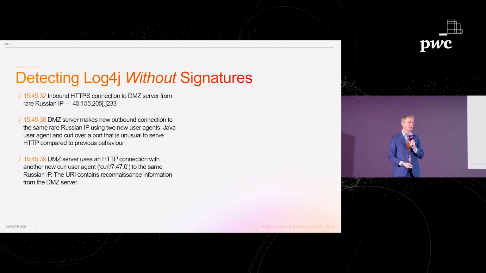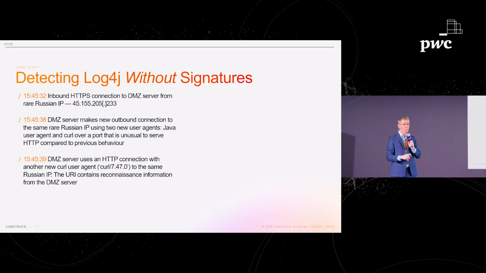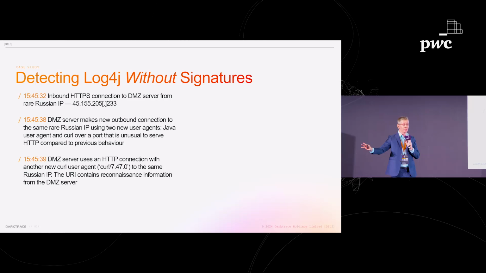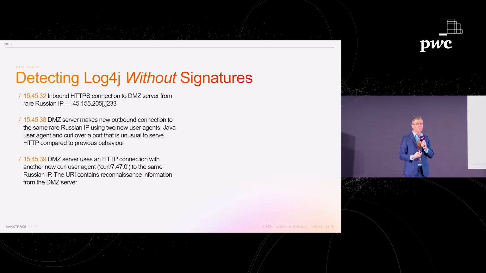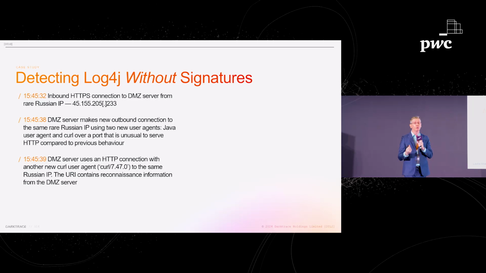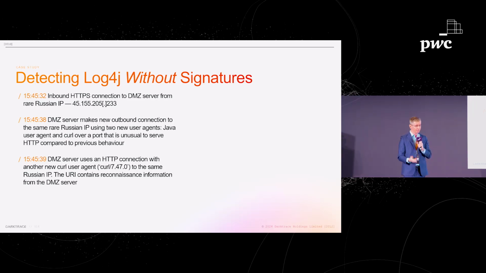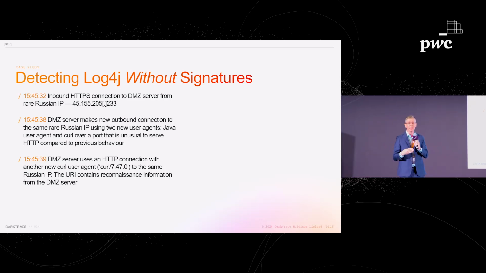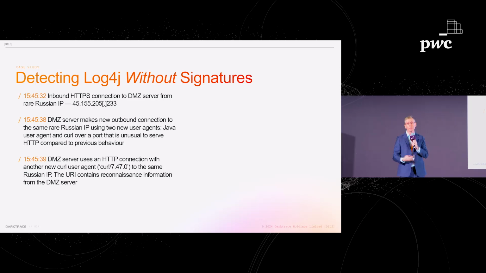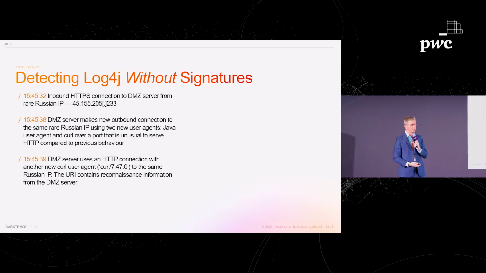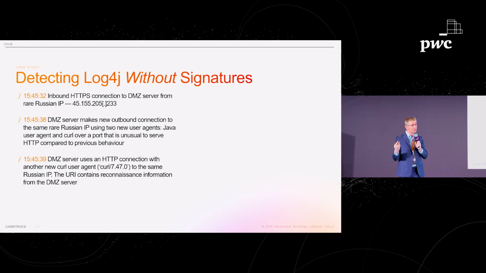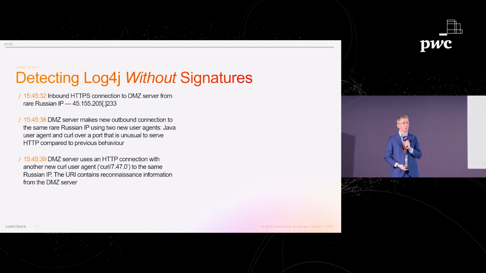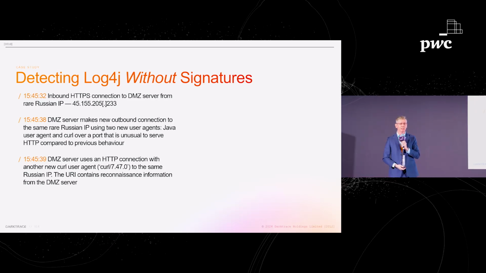It's just going to say, okay, interesting. But then we start seeing more information. So this DMZ server now makes some outbound connections. And it makes more than one to that same weird, rare IP address using 2 different user agents. One is a Java user agent. And this is weird because this DMZ server has never used a Java agent to make an outbound connection. And the other one is HTTP curl over HTTP. And again, rare, never seen before. This is getting really suspicious.